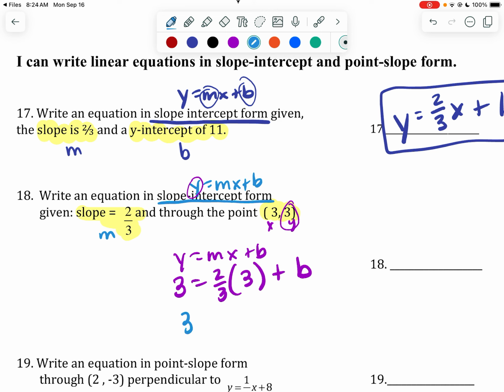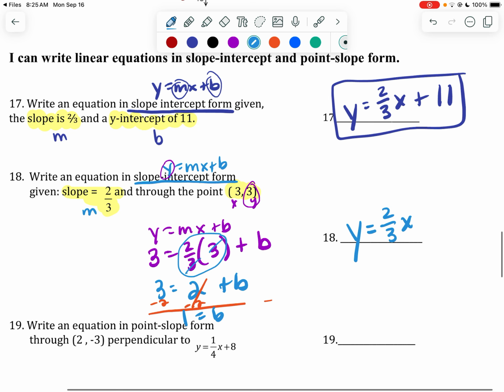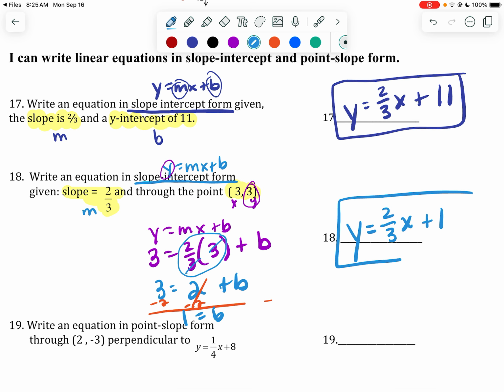Okay, you could grab a calculator. If you multiply 2/3 times 3, that's actually 2. These 3's actually just cancel. But you could use a calculator. Okay, minus 2. So b is 1. Okay, so now we need to go back to our equation. And then we leave the y, we leave the x. So m was 2/3. And we just found b to be 1.